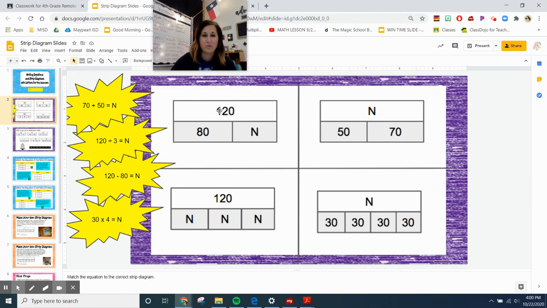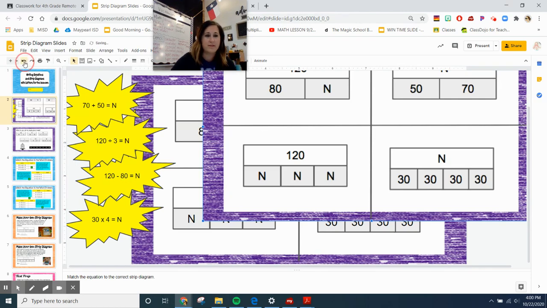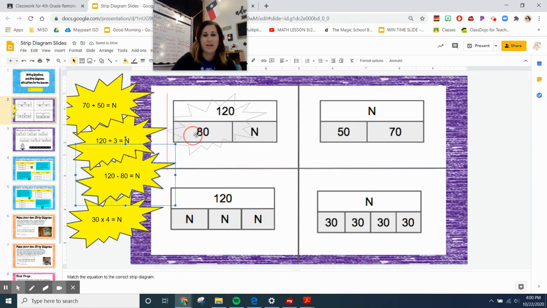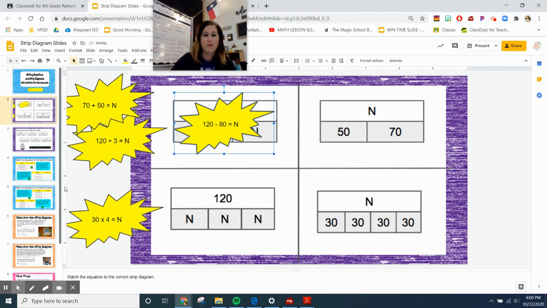So because we have a total, we know we're going to either subtract or divide. I don't see any equal groups, so I know I'm going to subtract. So I need to find the equation that is 120 minus 80 equals n, which is this one. So I'm going to drag and, oh, not that, sorry. I'm going to drag and place it on top of that strip diagram model. And that's all you're going to do. You're going to drag and drop and match, okay? And you saw I just messed up something. If you do that, just remember to click the undo button, okay?